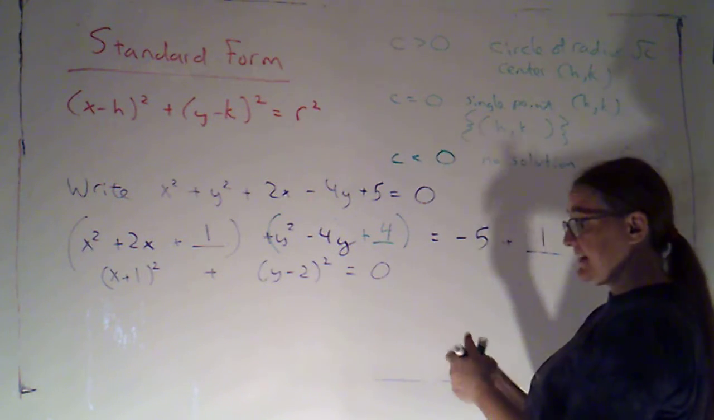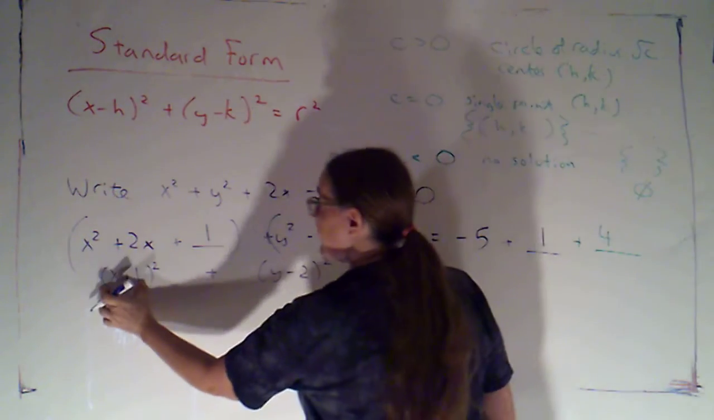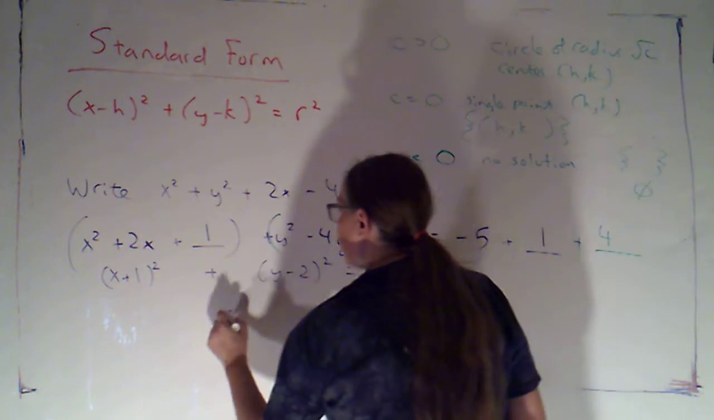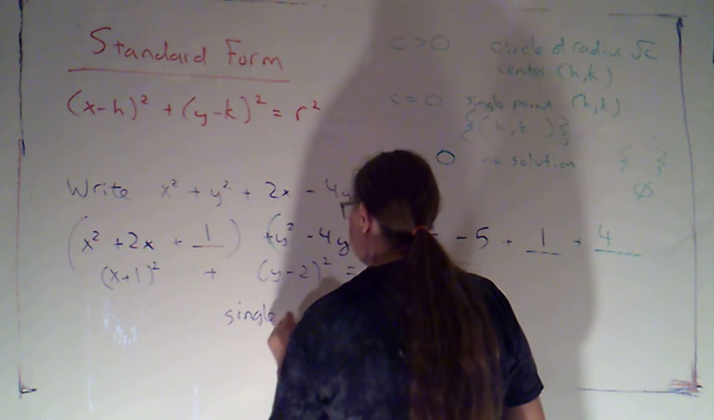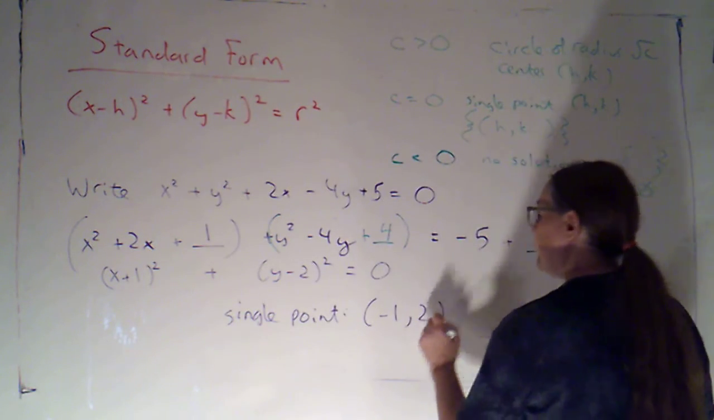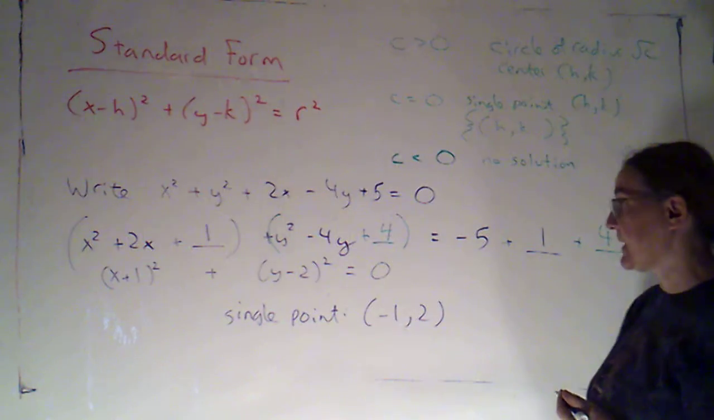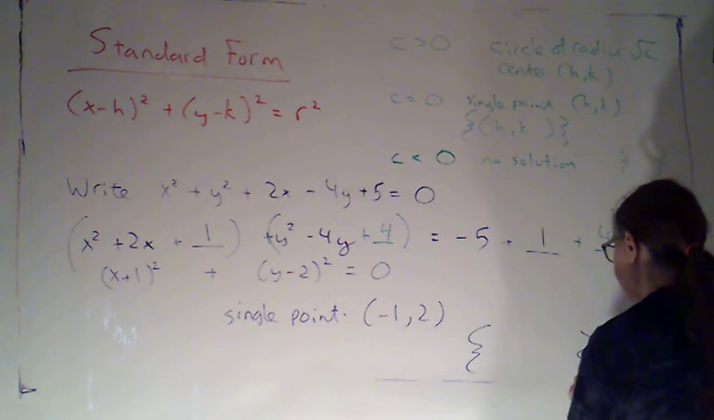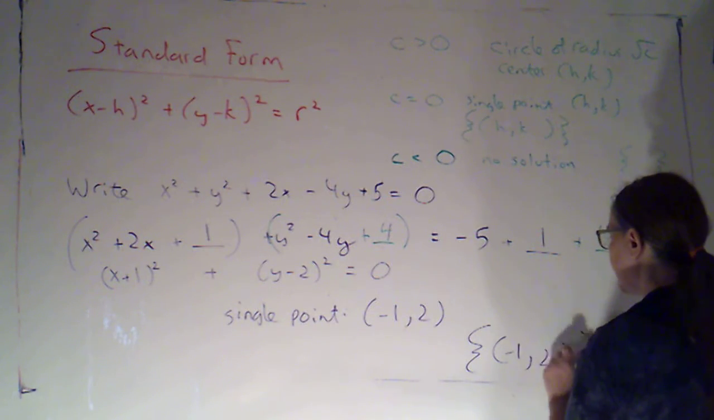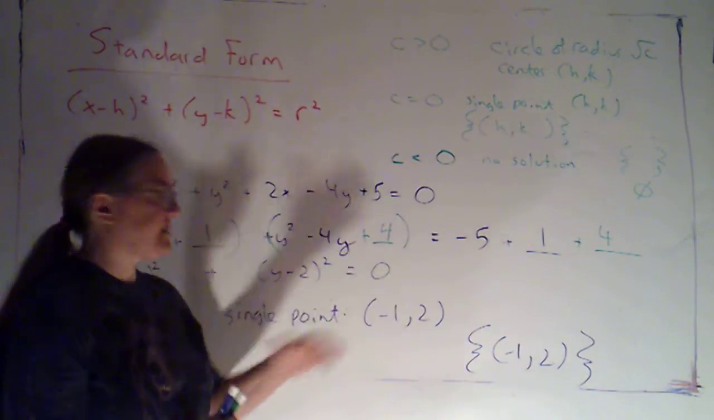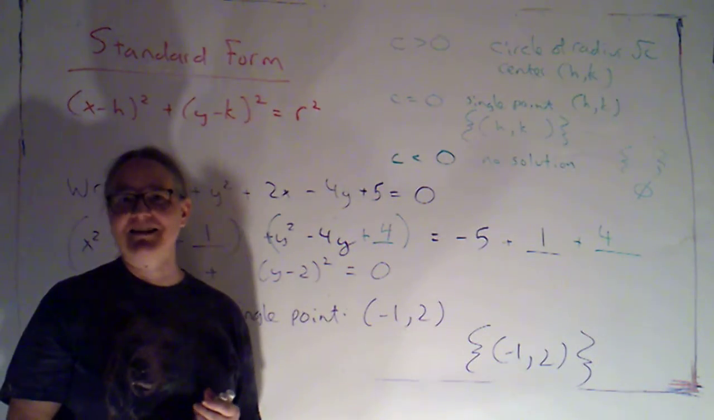I could make the left-hand side 0 if I made x negative 1 and y 2. So I'm getting a single point as my solution, and that point would be negative 1, 2. Okay. Again, if you want to put that in set braces, I'm totally fine with that, but I'm not going to insist that you give me set notation. I just want a description of that as the solution.